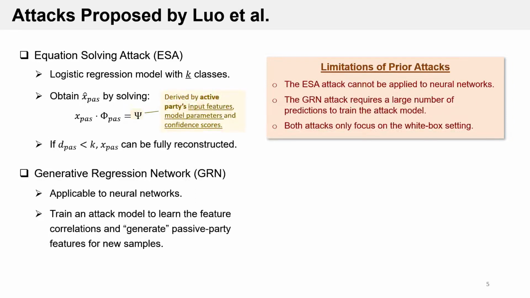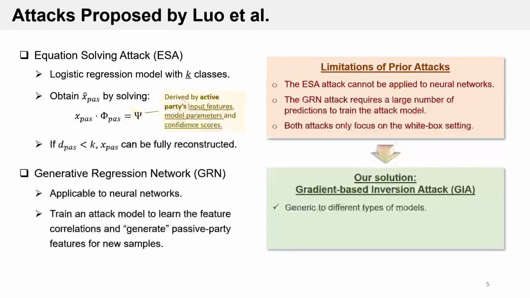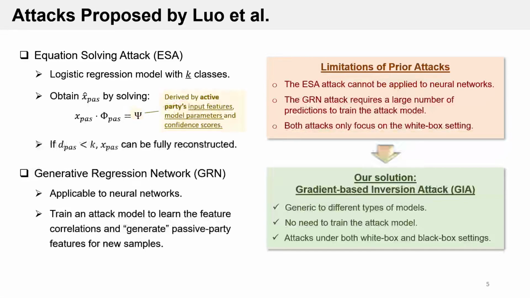Motivated by these observations and limitations, we propose and illustrate the threat posed by a gradient-based inversion attack. The attack can be generically applied to different machine learning models and does not need to train an attack model in advance. Moreover, besides the white box setting, we give the first attempt to explore the attack under the black box setting. Next, we will introduce this attack in detail.